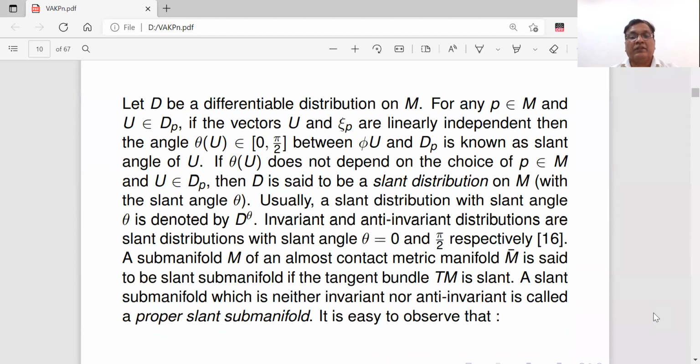If theta is the angle and it is 0 for all vector fields, then the slant distribution will become an invariant distribution. If the slant angle is pi by 2, then the slant distribution is in fact a phi anti-invariant distribution. We will try to think of proper slant distributions where theta is different from 0 and pi by 2 respectively.